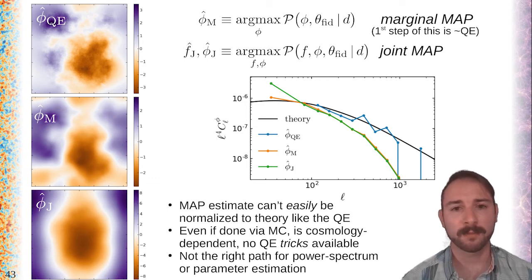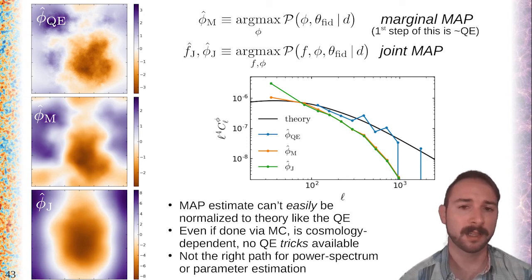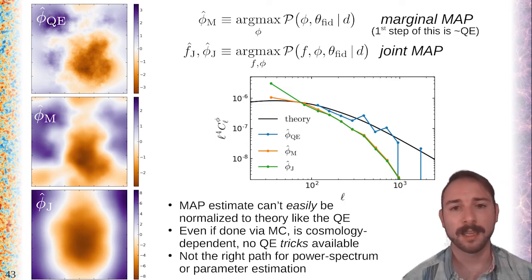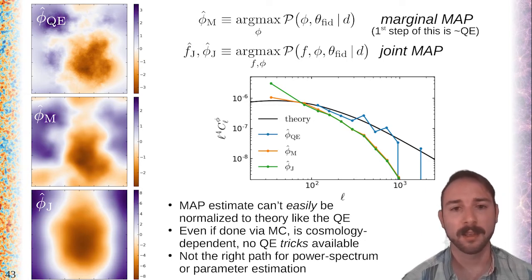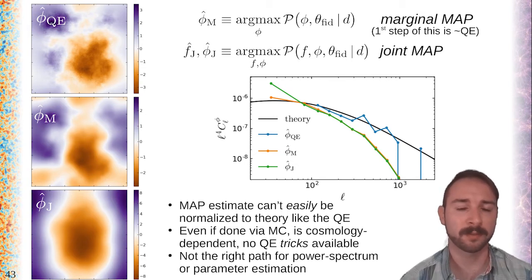Now, the fact that you can't properly normalize these map estimates is actually a big deal, because it means you don't have something that you can compare to theory. And you can imagine doing this with Monte Carlo or something like this, but this is now a much more expensive thing that you're Monte Carloing. It will depend on the input theta fiducial that you're trying to estimate in the end. And unlike the quadratic estimate case, where there are tricks where you can sort of take that out, there are tricks to better calculate noise biases and so forth, you don't have any of that in this map case. And so for this reason, I just don't think this is the right path to try to get power spectral and cosmological parameters out of the Bayesian posterior.